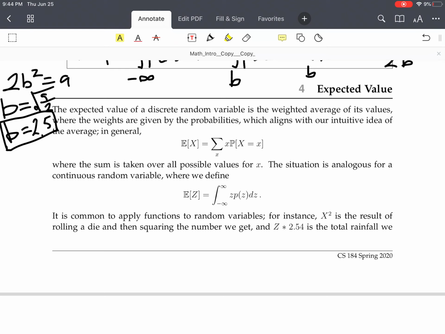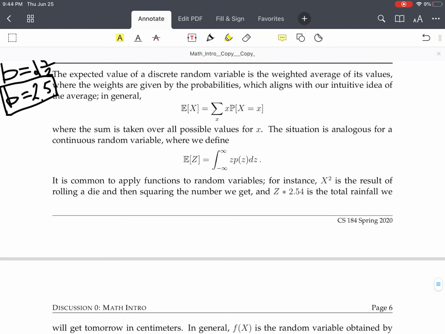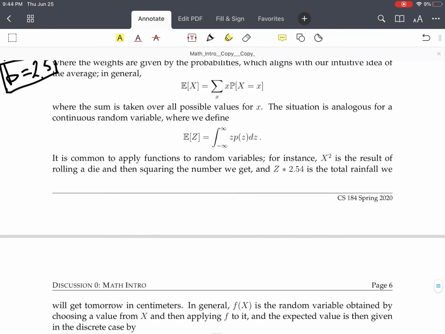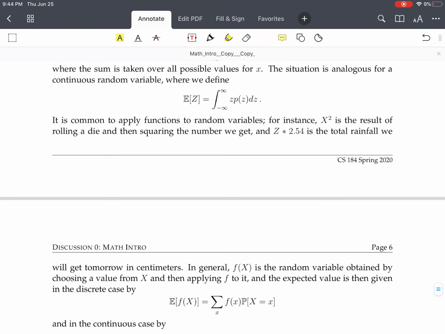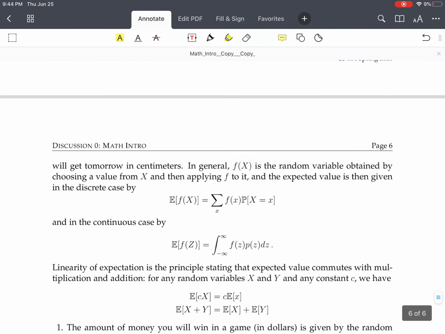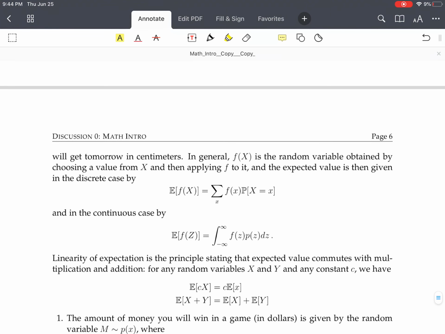And we can also write something similar for continuous random variables. You just replace the summation with an integral. So the expected value of z is the integral of z times the probability density function of z, dz. Another thing we want to do sometimes is apply functions to random variables. So we might want to get x squared, or z times 2.54, something like that. And the way it works, and it's quite intuitive, is the expected value of f of x, where f is whatever function we want to apply, is basically you just take x out of the equation and plug in f of x.